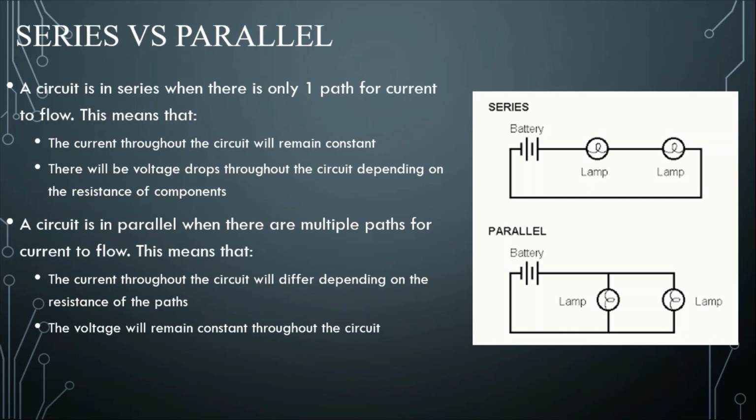And the other way to set up a circuit is in parallel, which allows for multiple paths for current to flow, like this. And since it does, the current throughout the circuit will change depending on the resistance. Since these are the same thing, you just divide the total current by 2. And the voltage throughout it will remain the same, which is really just kind of neat, in my opinion.